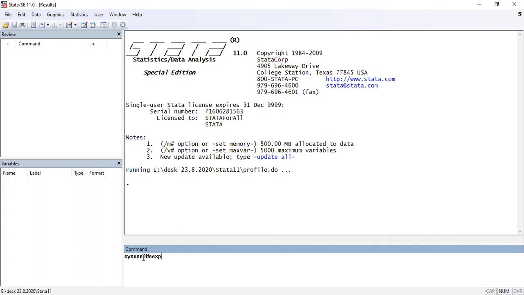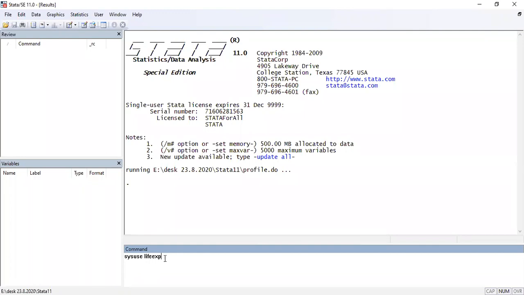First word. Can you see the first word? Can anyone read that? Professor, sysuse lifeexp. Okay, the first word is sysuse. It's a command word: sys is for system, use means you use from the system. So this is a command word, sysuse.